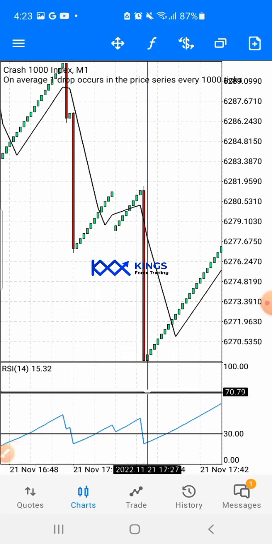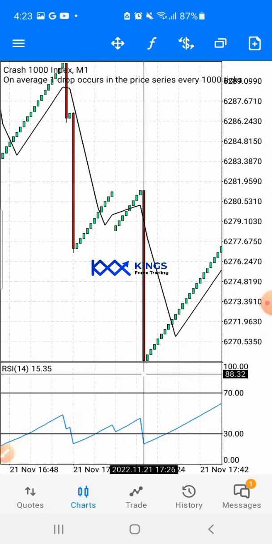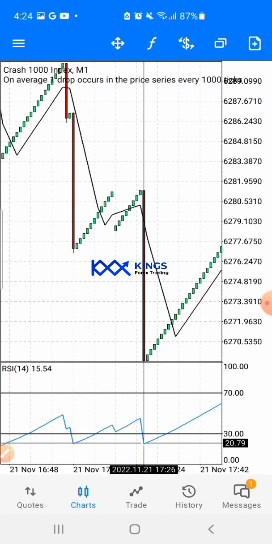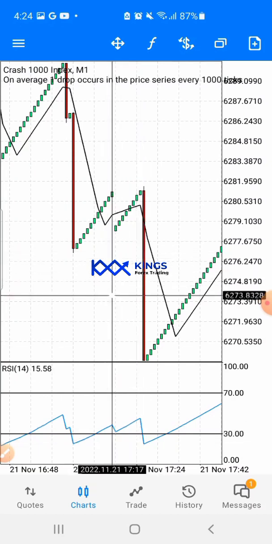So let's see if you're having the same thing here. We have this, and they are equal. So this one is also a good one. It is a divergence.